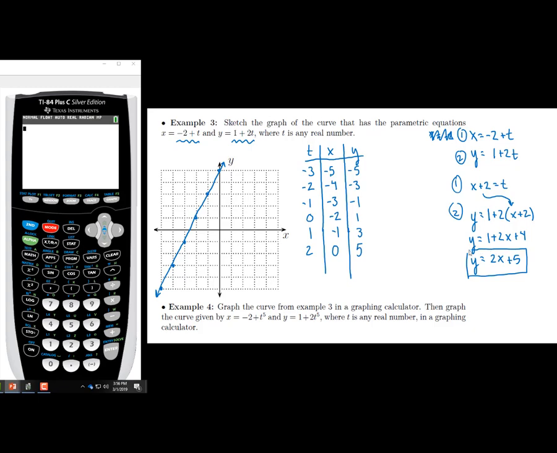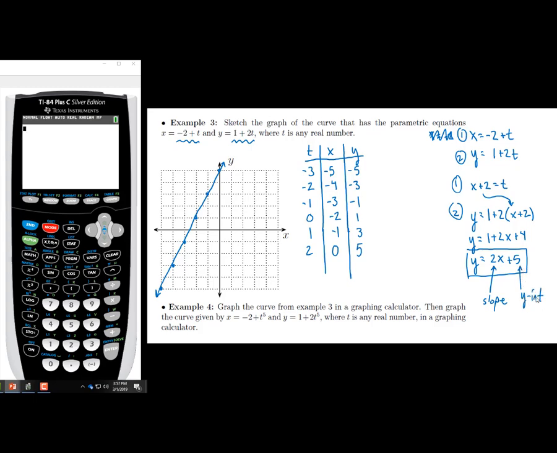All right. Now, of course, let's just do a quick review of what we know about lines. We know that this is the slope, right? And this is the y-intercept here, right?